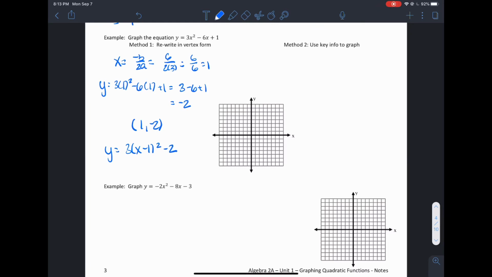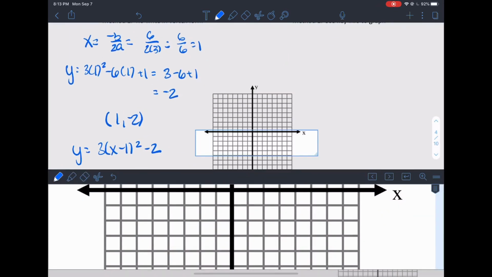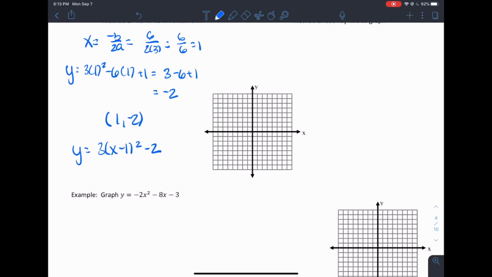Write right 1, down 2. And then go ahead and make your modified parent function table: x, 3x squared, with x values negative 2, negative 1, 0, 1, 2, and outputs 12, 3, 0, 3, 12. 4 times 3 is 12. It's not going to quite fit outside of that, but we can do this.